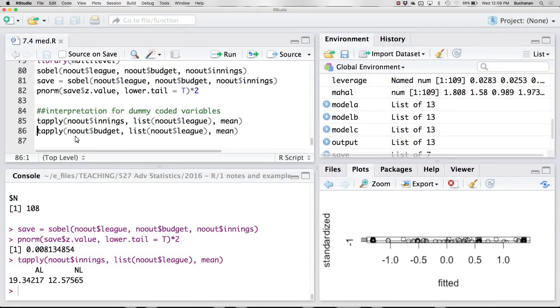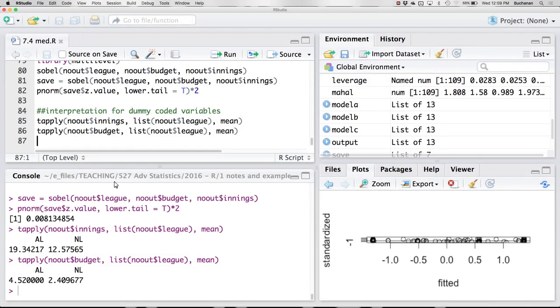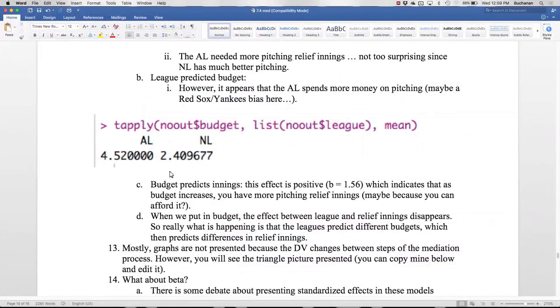Okay. Then I wanted to look at league to budget. So I did T-apply again. And the AL has a bigger budget for it, okay, which is probably a little biased, since that includes both the Red Sox and the Yankees, okay, who have big budgets. I tried to see if there was a balancing between the two, but not really. And even if you think about the Cardinals, it does not even. So remember, just run T-apply to understand what those predictors mean, because it's just the mean difference.